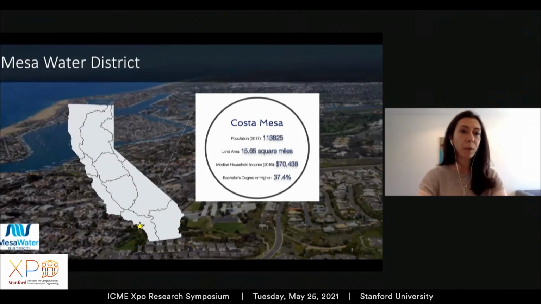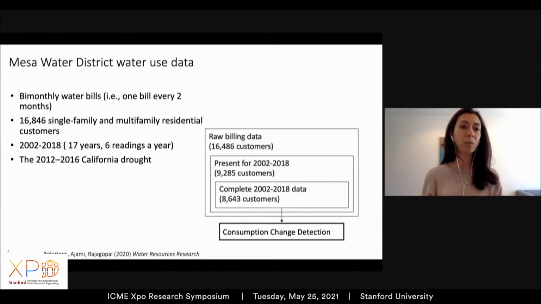We are going to focus on Mesa Water District, which is in Southern California. We worked in Mesa Water District to get their bi-monthly water bills for about 16,000 of their customers for single family and multifamily residentials. This was between 2002 and 2018. So we had 17 years of data, 6 readings a year.